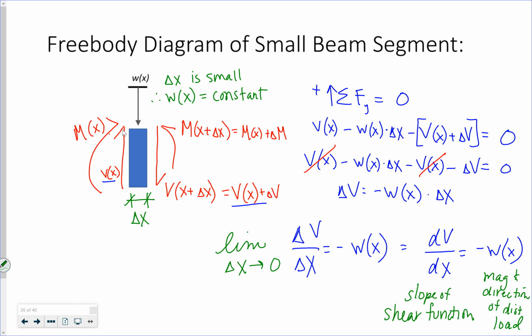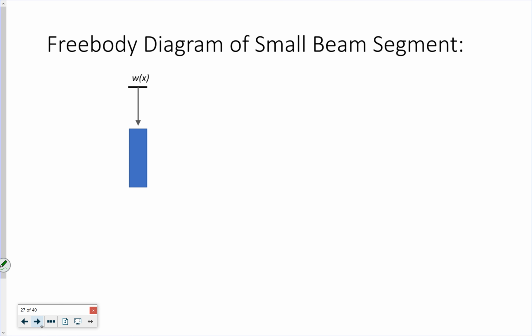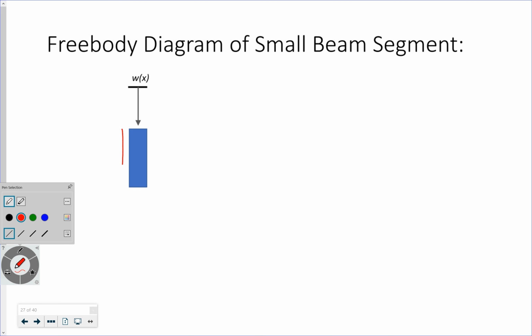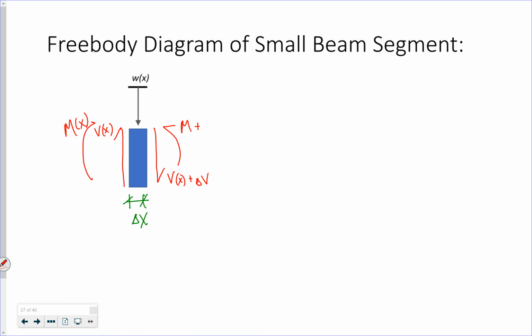Okay, now I'm going to do the same thing, right? I have V of x and M of x happening on that side. My width is delta x. On the other side, I have V of x plus delta V and moment of x plus delta moment, right?